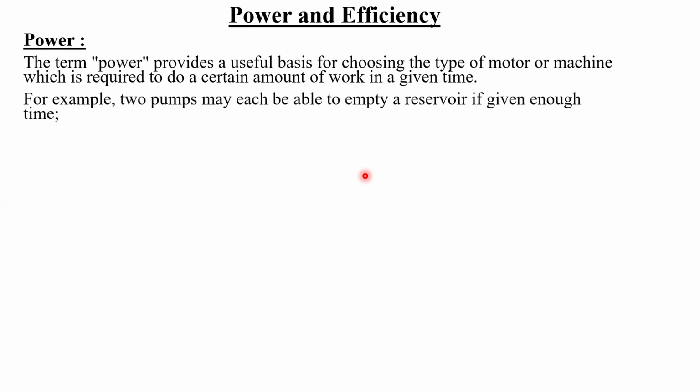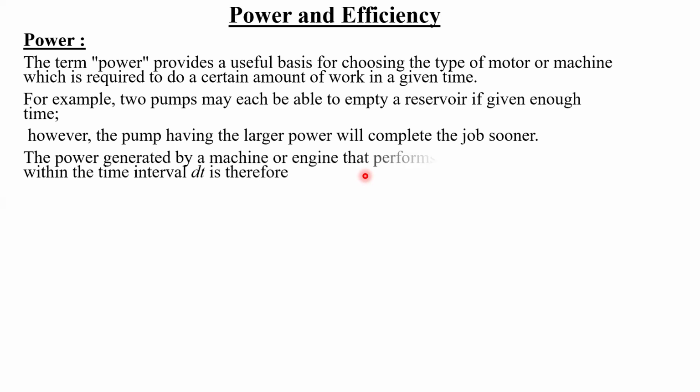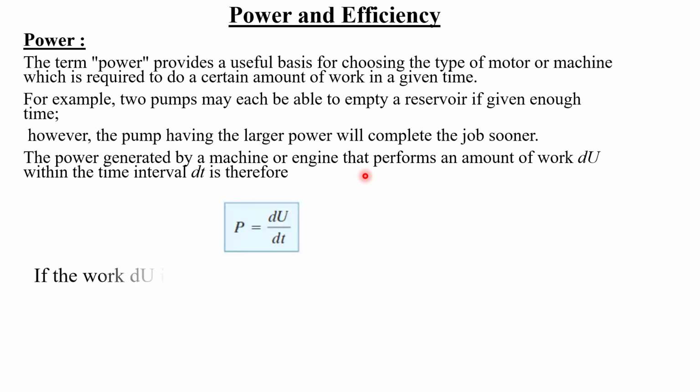So when you talk of power, you talk of amount of work and you talk of time. For example, two pumps may be able to empty a reservoir if given enough time. However, the pump having the larger power will complete the job sooner. The power generated by a machine or engine that performs an amount of work dU within the time interval dt is therefore P = dU/dt.